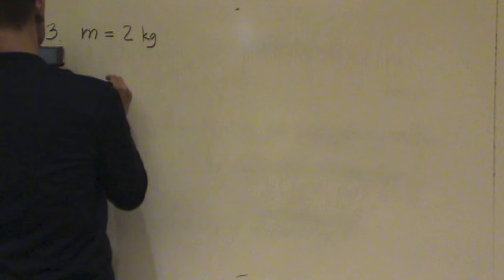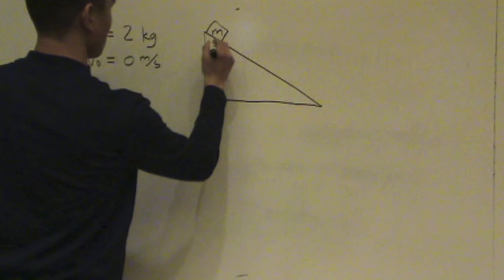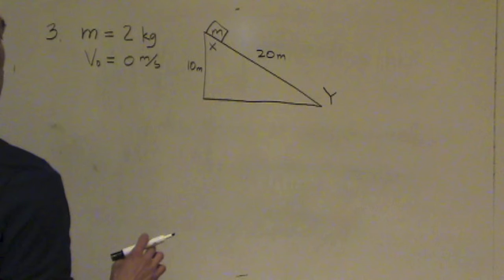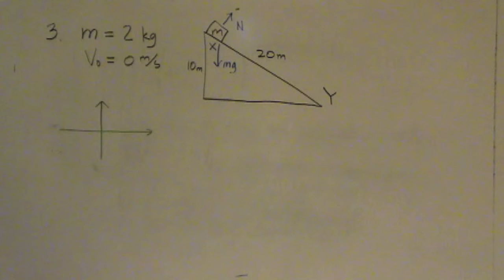Number 3. This is an inclined plane problem where we're given a mass, an initial velocity of 0, the distance down the incline, which is 20 meters, and the height, which is just 10 meters. We're asked to find the net force on the block, and to do that, we first draw in the forces on the diagram. Then we draw the force diagram, which is a tidied up diagram of all the forces acting on the object of interest here, which is just the mass on the incline.